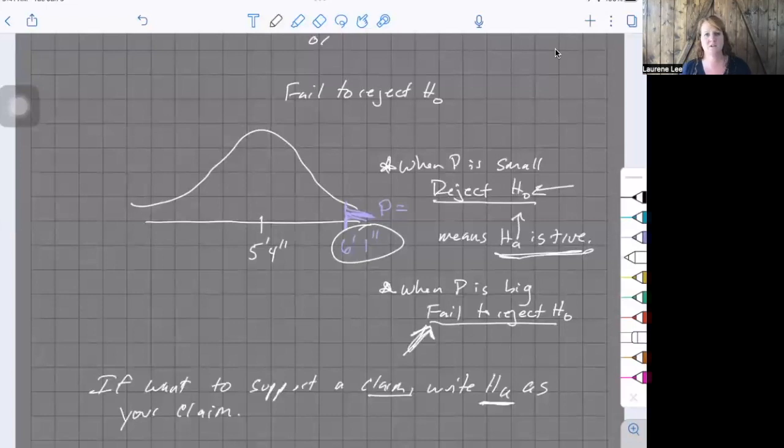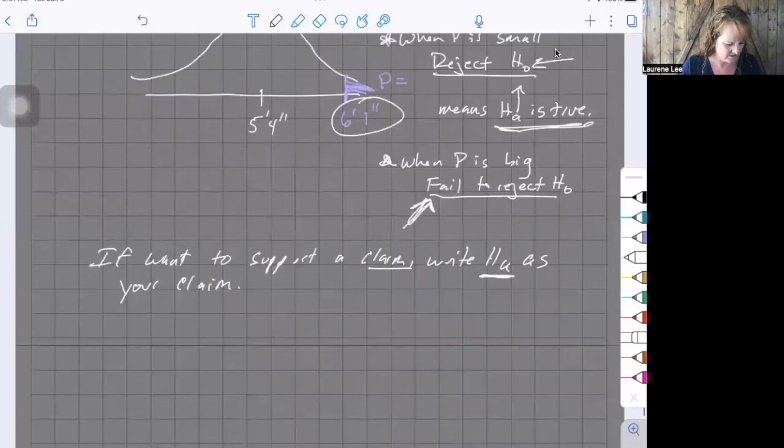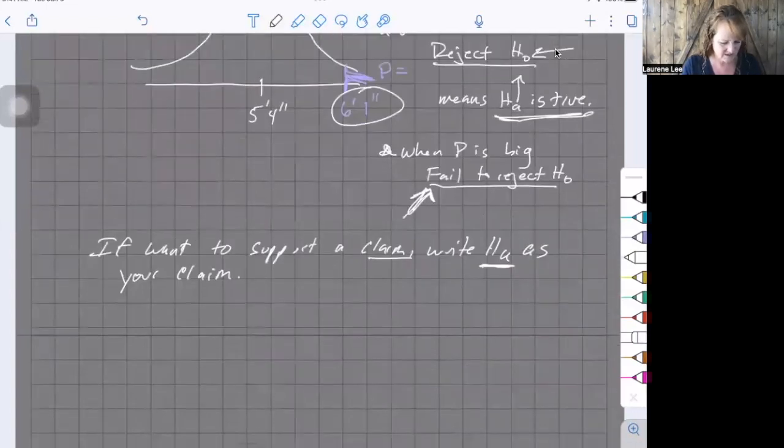Now, we're going to be doing a lot of different problems. Some of them will have HA as the claim and some won't. That's irrelevant. We're just practicing this process, but I'm just trying to get you to understand the concept of what is happening here and how to make it work for what you want it to do.